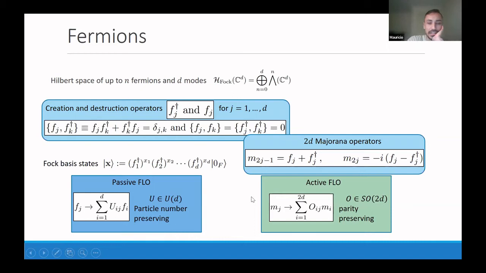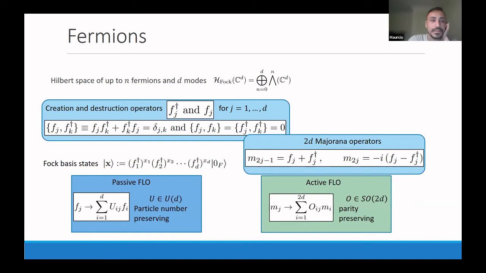And during my presentation, I will show fermion sampling. We showed that the supremacy scheme works for both cases, for both passive and active. You can actually think of active as analogous to Gaussian boson sampling, or Gaussian operations over bosons, if you know them.